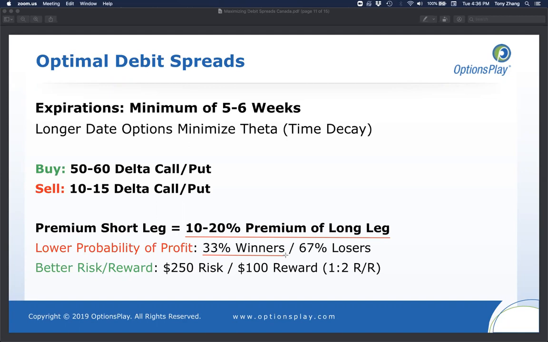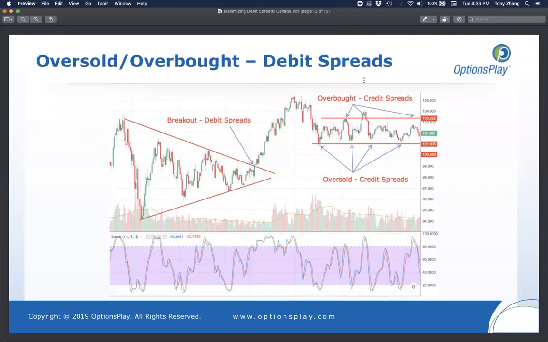But keep in mind that risk to reward and probability are offsets of each other. If you have something with relatively low probability of profit or low probability of winning, you typically will have a high amount of risk to reward, meaning you are potentially making a lot more than what you're risking. This is really some of the benefit of trading debit spreads versus other strategies that may have very high probabilities, but typically have very poor risk to reward. With debit spreads, you will typically find lower probability of profit, but much better risk to reward.